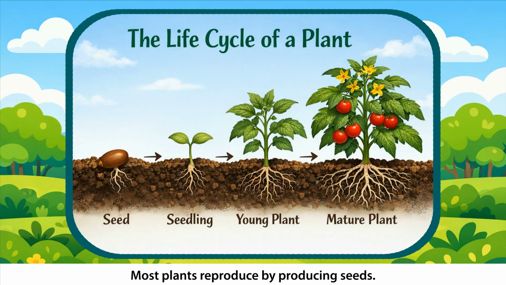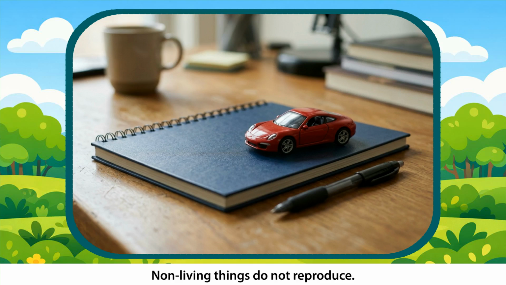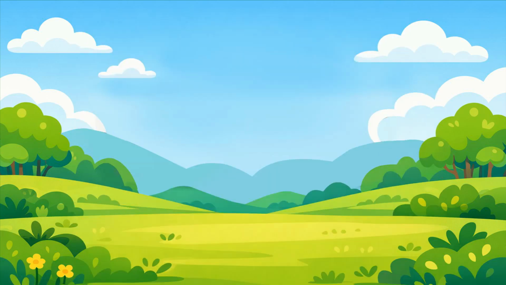Most plants reproduce by producing seeds. A seed grows into a seedling and later into a big plant. Non-living things do not reproduce. For example, a notebook or a toy car cannot have young ones.